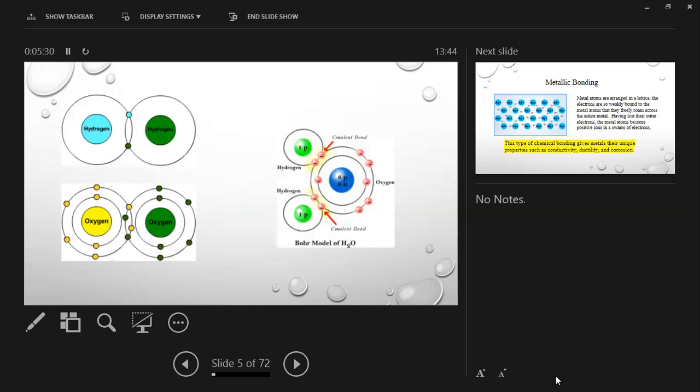Oxygen has 6 electrons in the outer shell. Its atomic number is 8, with 8 protons. So it's looking to pick up 2 electrons from some other element. So you'll get oxygen combining with oxygen, for a molecule of oxygen, again having 8 electrons in the outer shell. And in a molecule of water, oxygen will share its electrons with hydrogen.